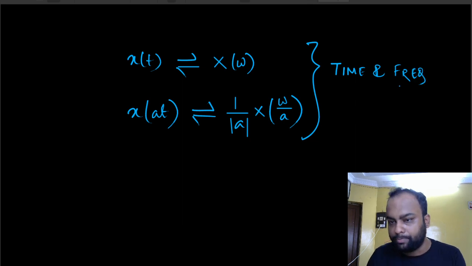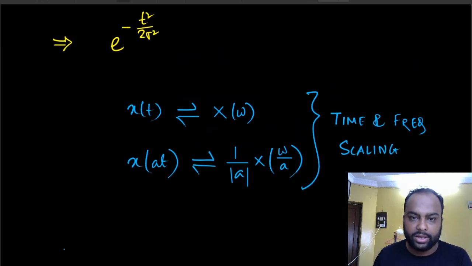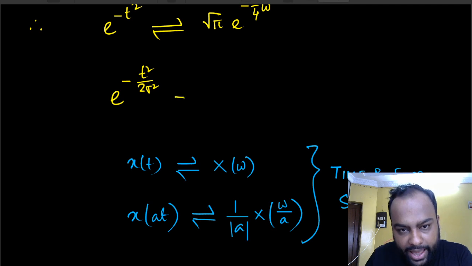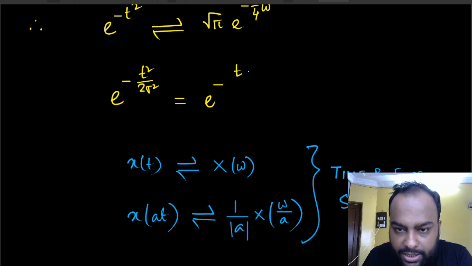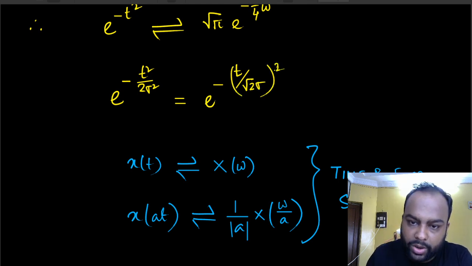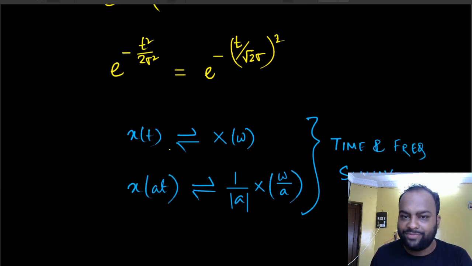And we did actually prove this in one of our earlier classes. All right, so we're going to apply that. To do that, let's see that this can be written as e to the power minus (t by root 2 sigma) whole square. Right, so this is the scaling factor here.